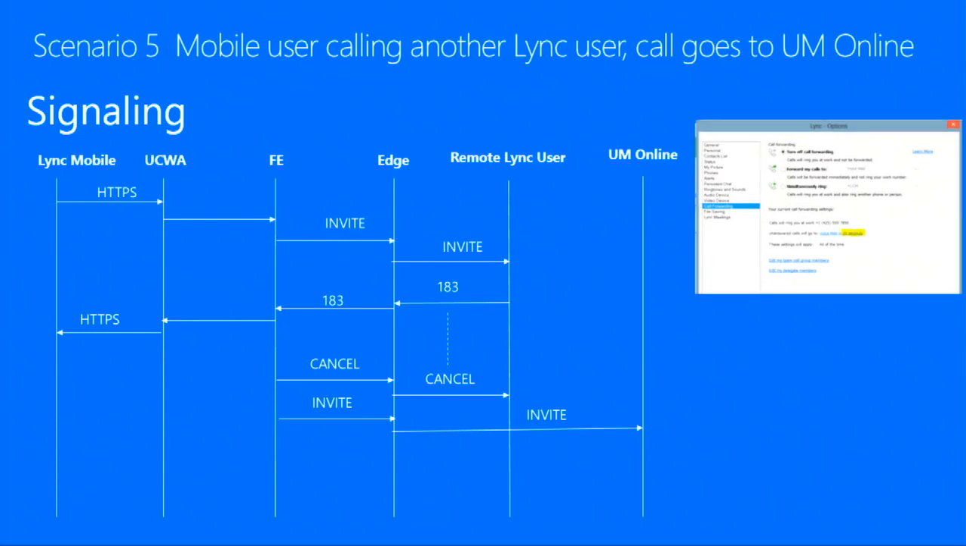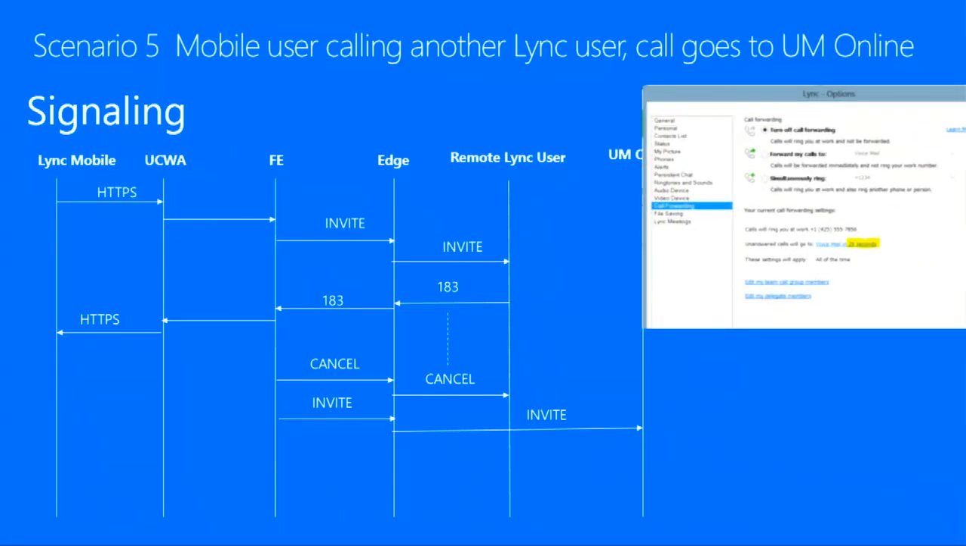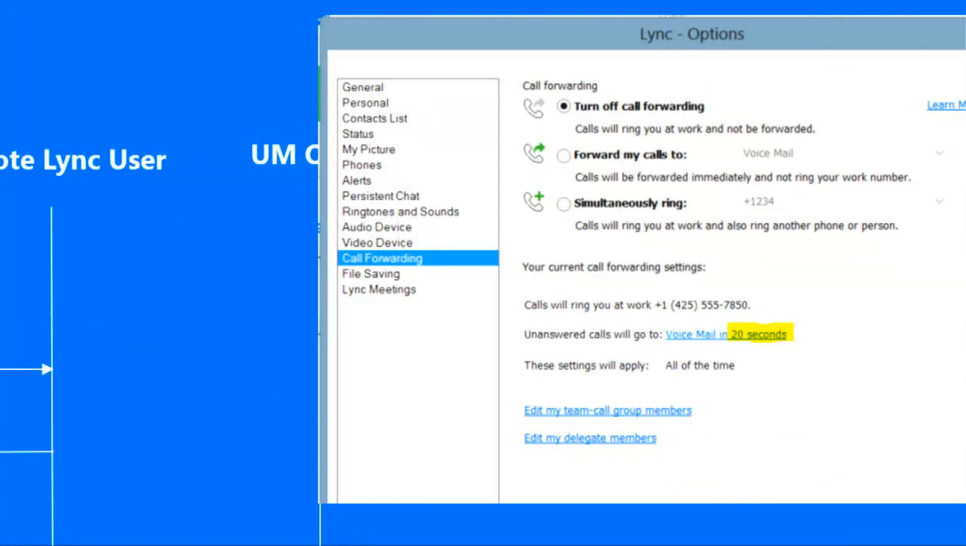So one thing the server does here is that the front end keeps track of how many seconds have elapsed before the user picks up the call. So if it's 20 seconds, then the front end knows the user hasn't picked up the call in 20 seconds. That's why you see the cancel after 20 seconds there.